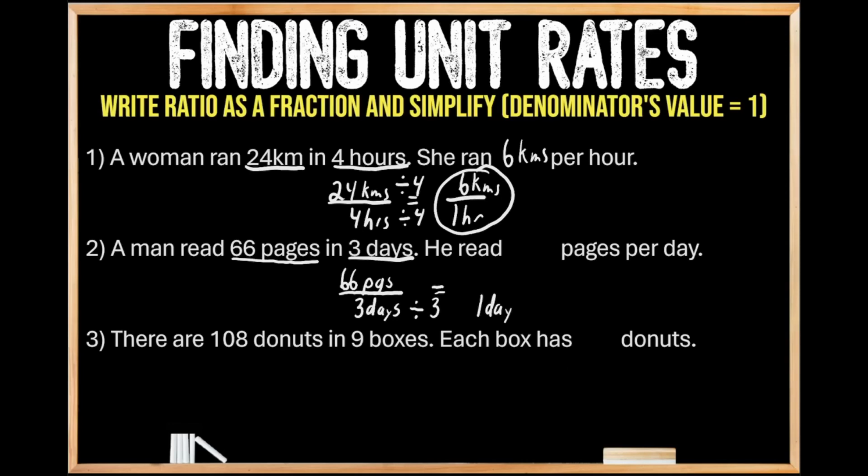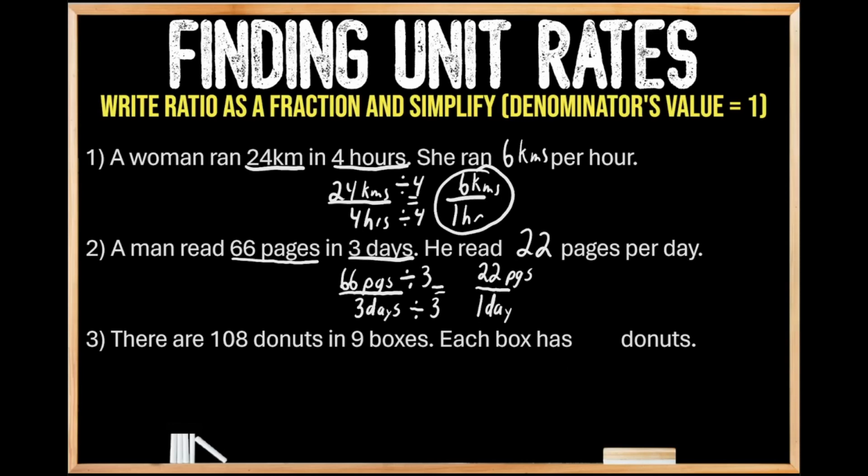And then we need to make sure that we do the same thing to our numerator up top to keep this fraction equivalent. So we're going to divide our 66 pages by 3. And when we divide 66 by 3, we get 22. So that means that he read 22 pages per day.